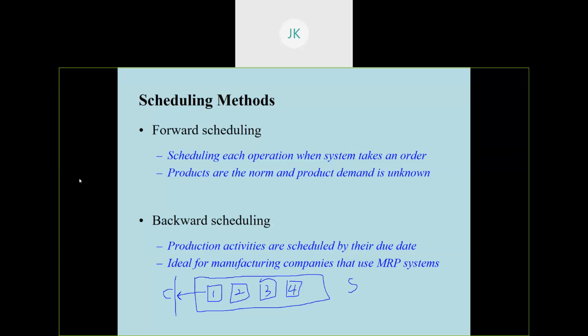And again, this one is upstream to downstream, and the order of scheduling is backward of this upstream to downstream order. So we call this backward scheduling. So the MRP system, or traditional make to stock system, uses backward scheduling.